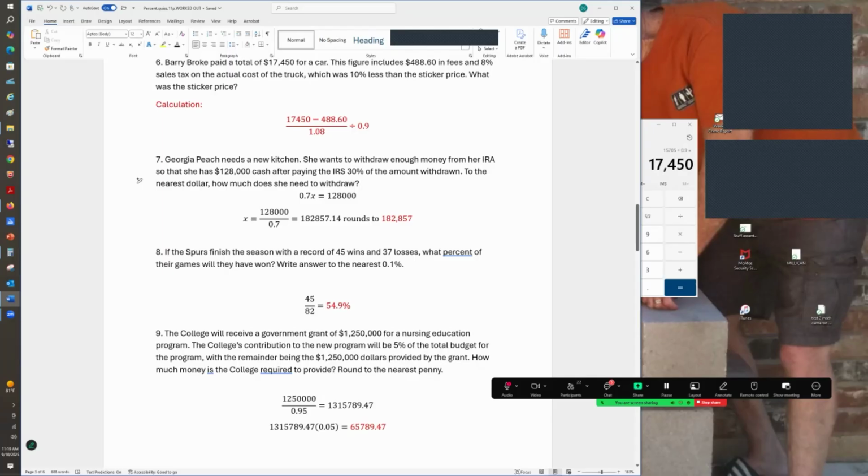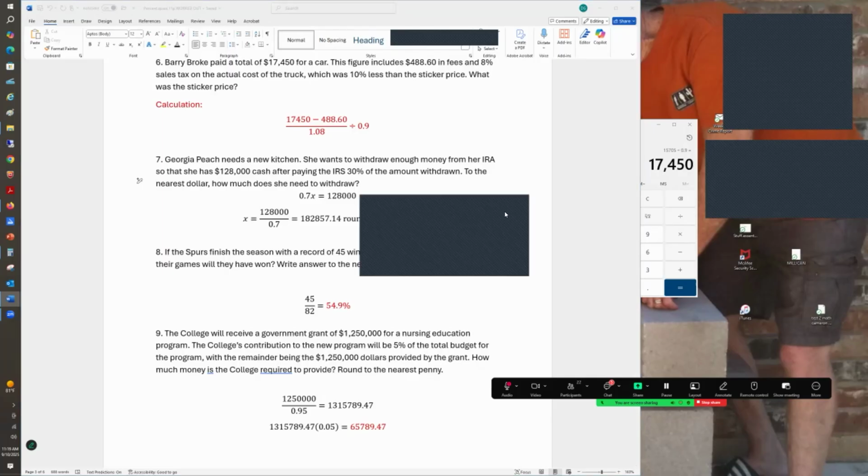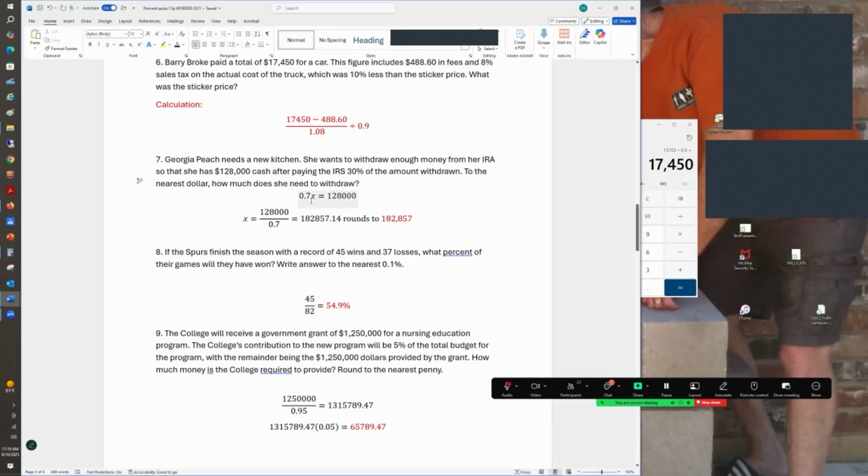The other 70% must be the 128,000. So 70% of the unknown amount withdrawn must be 128,000. You divide both sides by 0.7 and you get 182,857.14, and it says it rounds to 182,857. Why does it say that? It says to the nearest dollar.